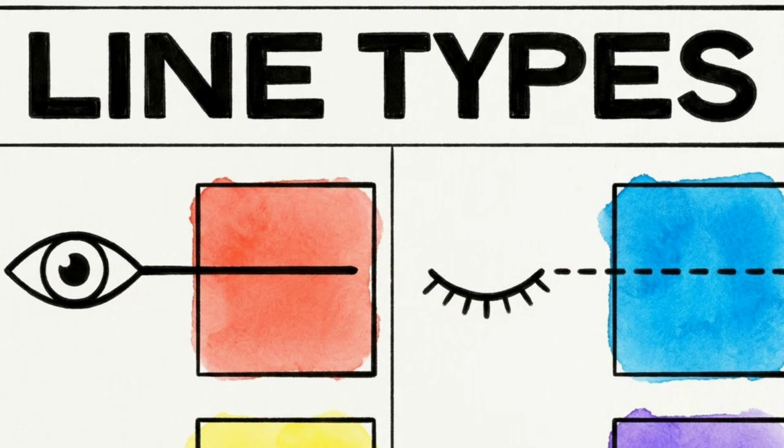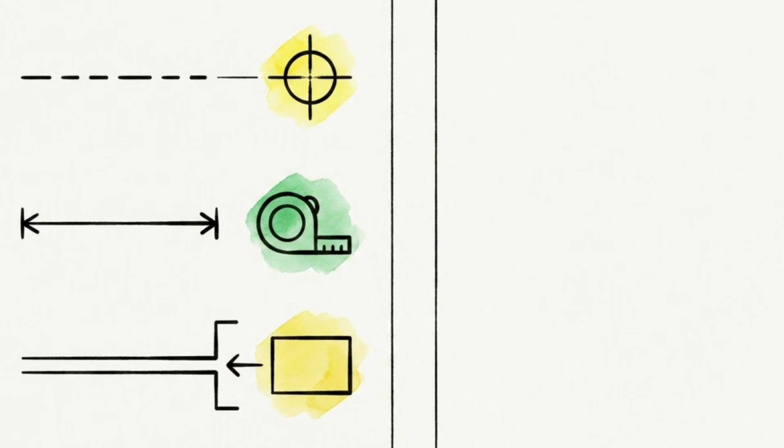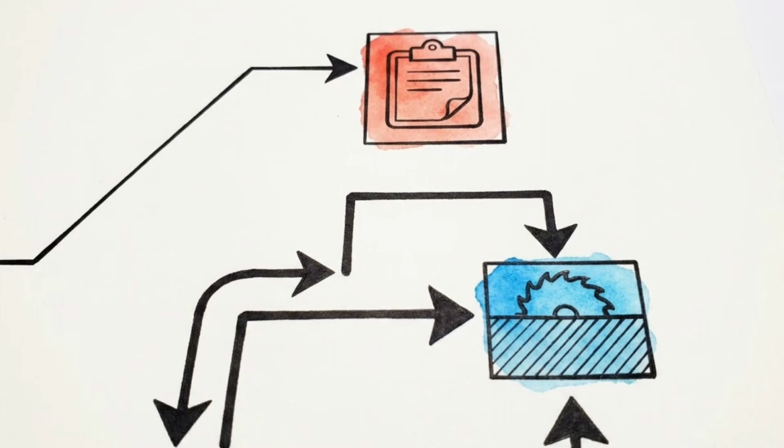This chart maps everything we just covered into a simple memory framework. Visible is what I see. Hidden is what I can't see. Center is the axis. Dimension is how big it is. Extension is where the measurement comes from. Leader is what the note refers to. And cutting plane is where the cut happens.